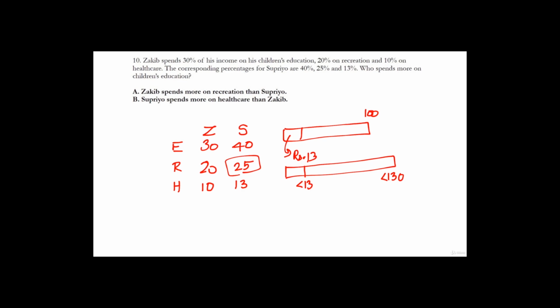Let us find out what is 30% of 130. 30% of 130 is 39, and 40% of 100 is rupees 40. Now, whatever the scenario may be, Supriyo is spending more on education than Zakib in statement B, which means statement B alone is sufficient to provide the answer.